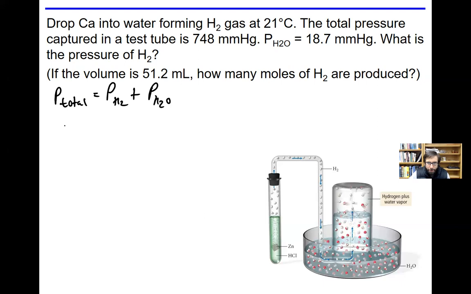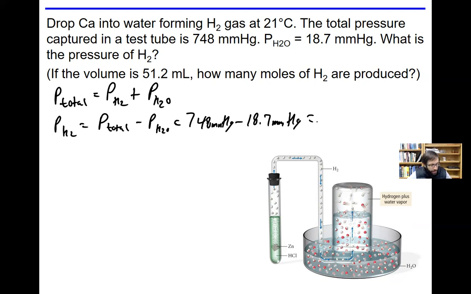And so we're given the total pressure. We want the pressure of hydrogen. So the pressure of hydrogen, if we just solve for this, is P total minus P water, which is equal to 748 millimeters of mercury minus 18.7 millimeters of mercury. If we subtract that out, we get 729.3, or rounding to the nearest ones place, 729 millimeters of mercury. We can put 0.3 if we want.